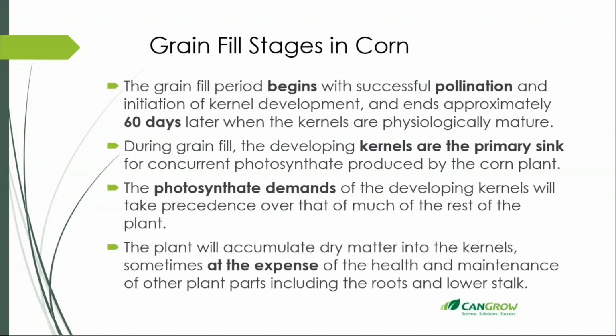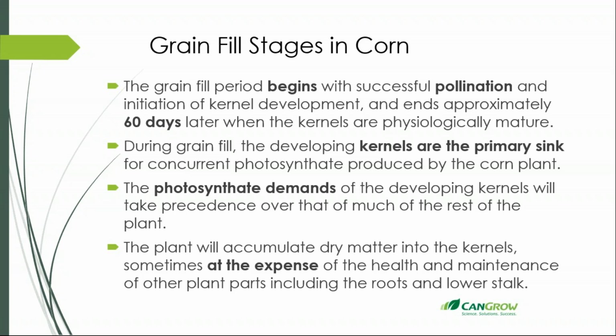So the grain fill stages in corn: the grain fill period begins with successful pollination and the initiation of kernel development, and ends approximately 60 days later when the kernels are physically mature. We know this. During that grain fill, the developing kernels are the primary sink. And when we say sink, that is the destination of the sugars being produced by the plant's current photosynthetic process on a daily basis.